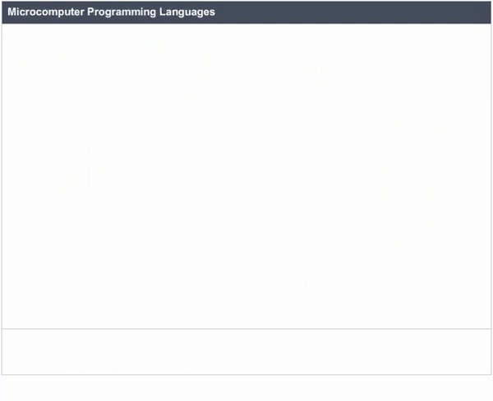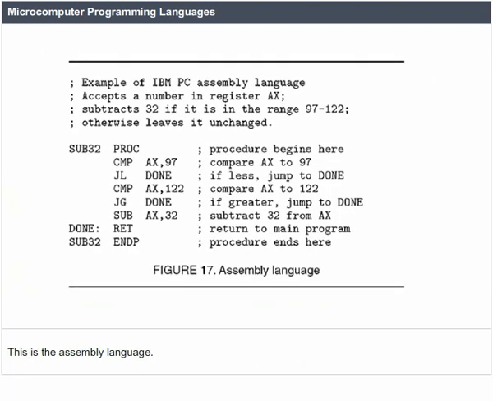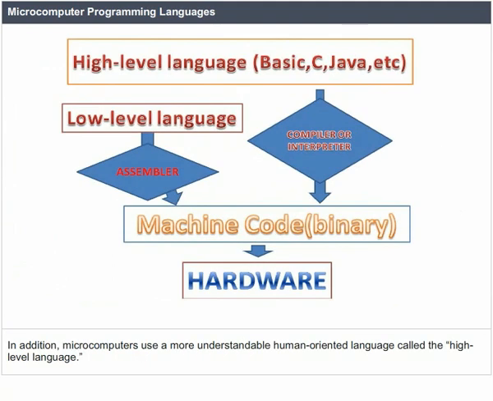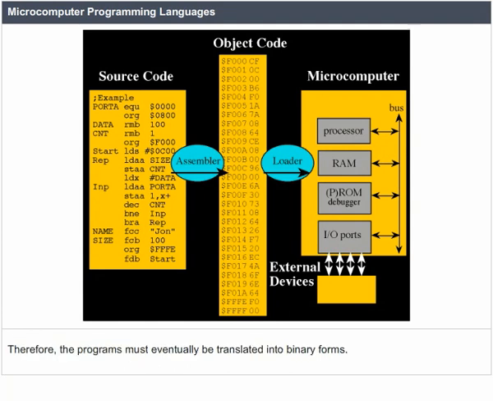Microcomputer programming languages. Microcomputers are typically programmed using semi-English language statements. This is the assembly language. In addition, microcomputers use a more understandable human-oriented language called the high-level language. No matter what type of language is used to write the programs, the microcomputers only understand binary numbers. Therefore, the programs must eventually be translated into binary forms.